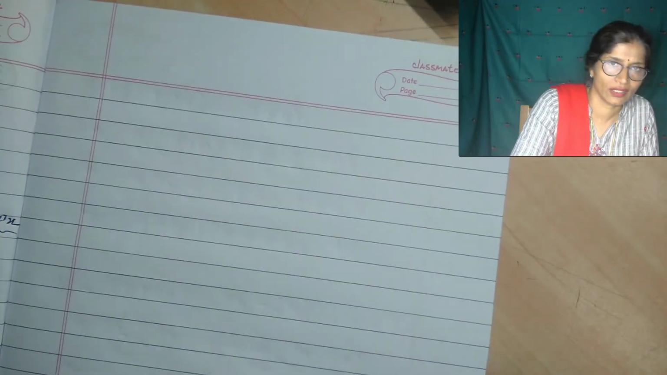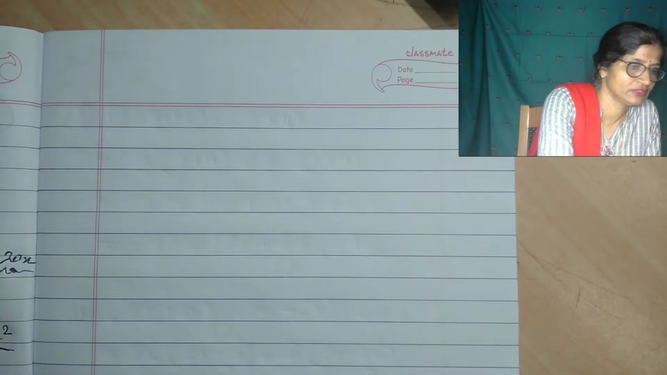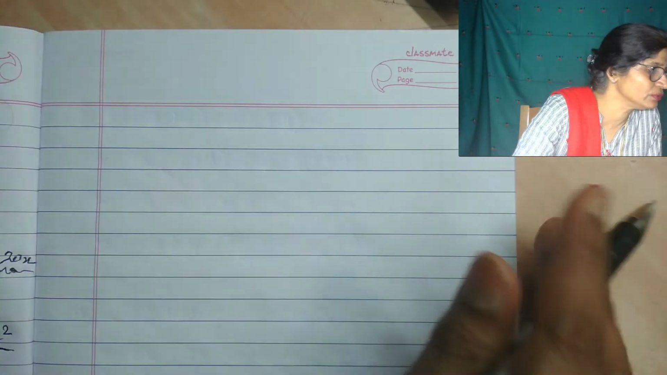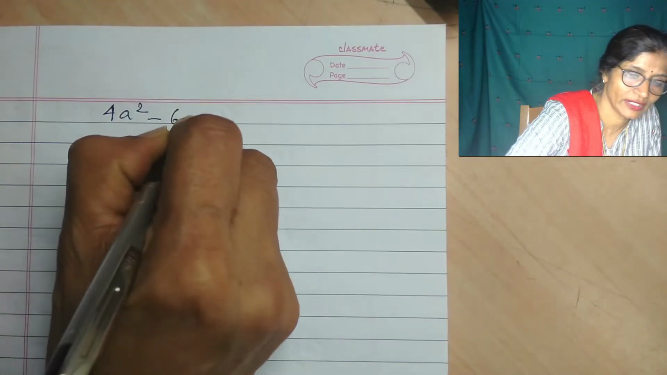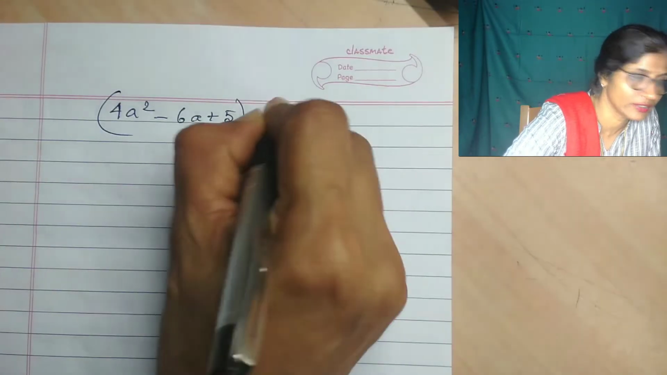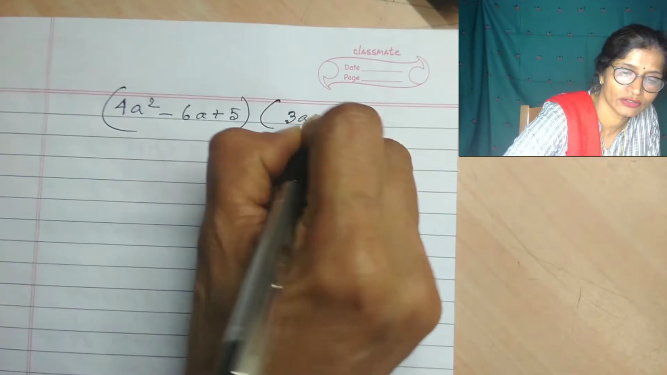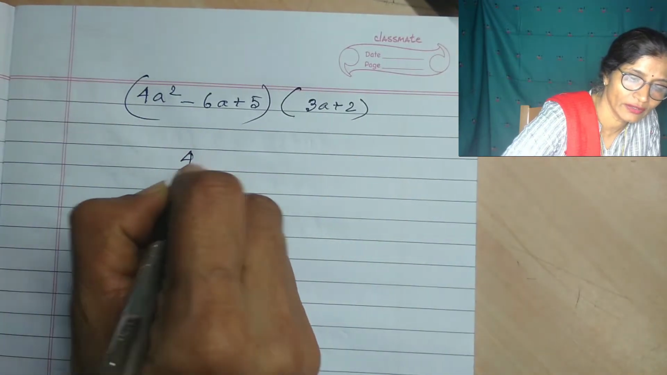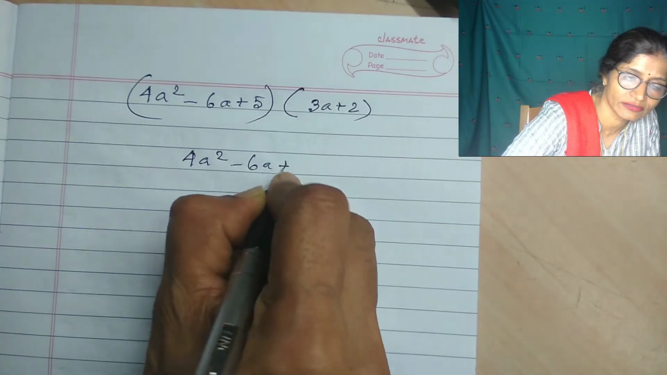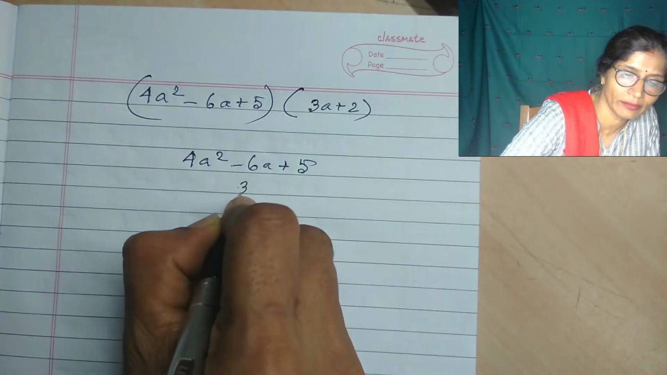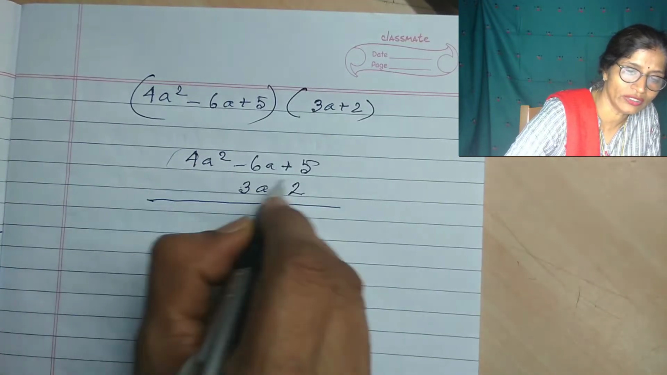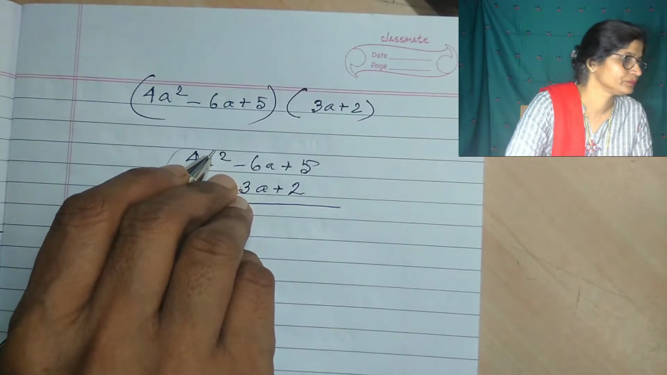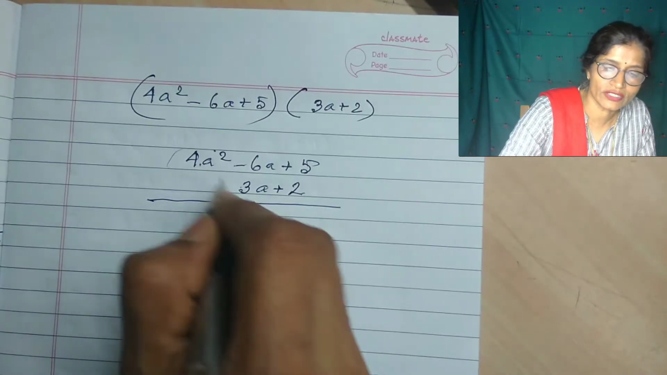One more thing, if you feel uncomfortable with this method, then you can even use this way. Suppose this 4a square minus 6a plus 5, which you have to multiply by 3a plus 2. Then how will you do? You write it here 4a square minus 6a plus 5. Then write here, like in arithmetic, 3a plus 2. Okay. Now multiply all these terms with this 3a.